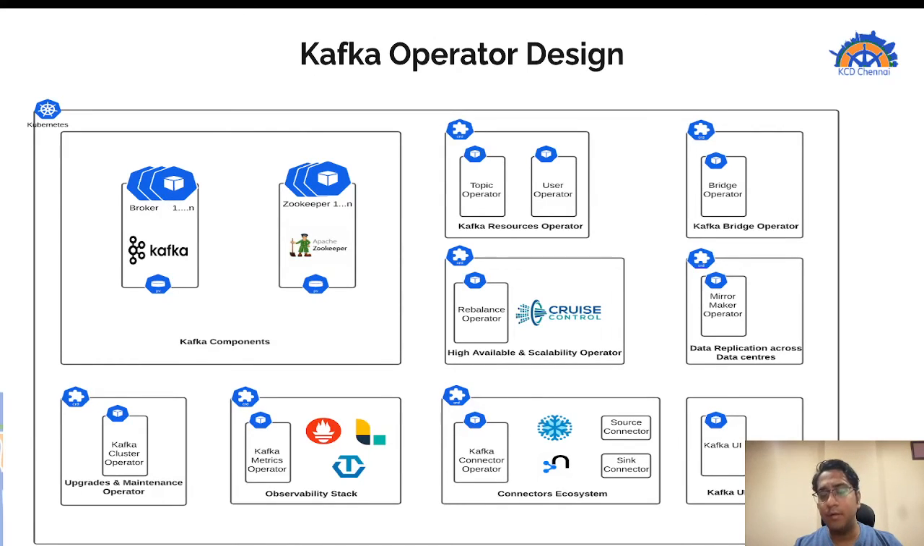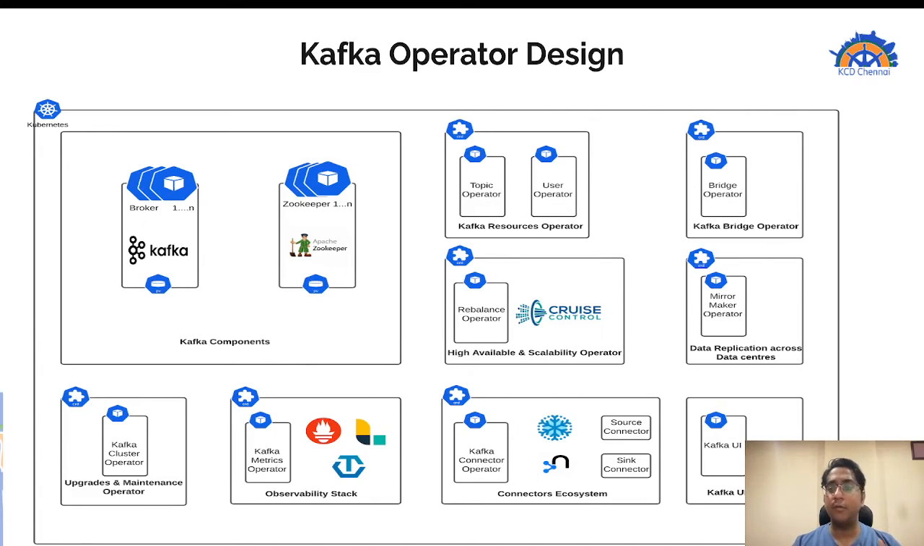On the other hand, you can also mention how many tasks can be running on that particular Kafka Connect model. All of those are also configurable. And then Kafka Bridge comes in where you want to have an HTTP connection model rather than a general TCP connection. That is also supported.